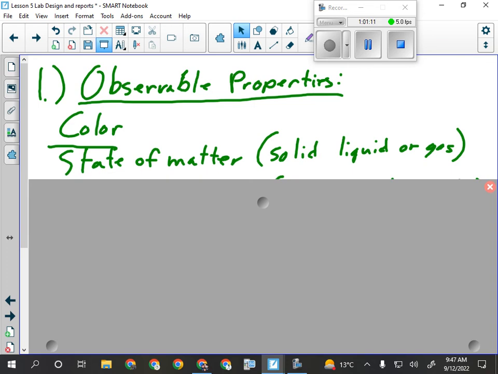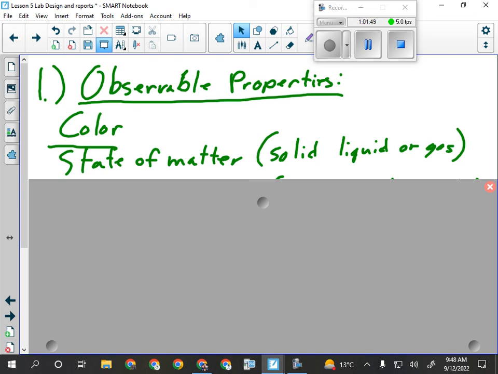All right, so the first test, and it's actually kind of a series of tests, that you're going to run is what we call the observable properties test. These are the physical properties that are directly observable without you really having to do anything other than come up and be near the compound. So color. Making an observation of the color. So that could be white, transparent, blue, green, red, whatever it happens to be.